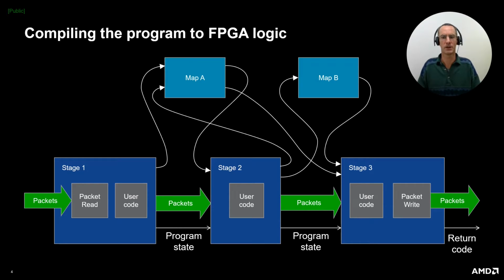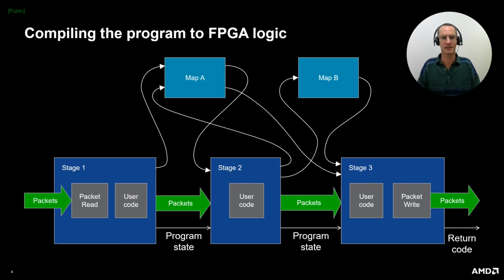To make this work, we keep each map as a separate unit away from the pipeline. To access the map, the pipeline sends a request to it, and the map sends a response back. The diagram shows a simple example.